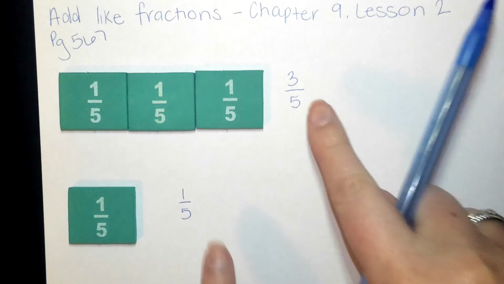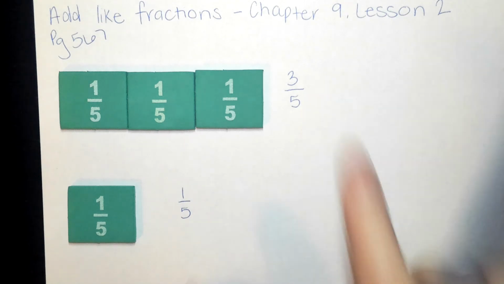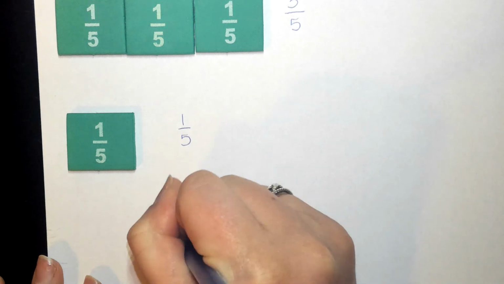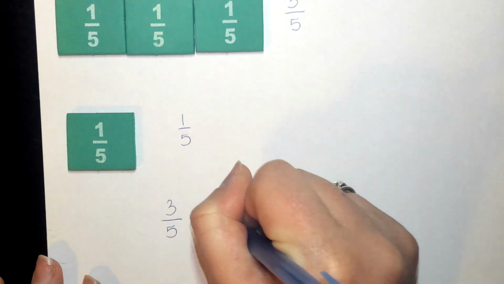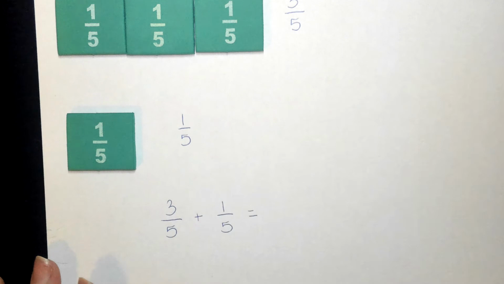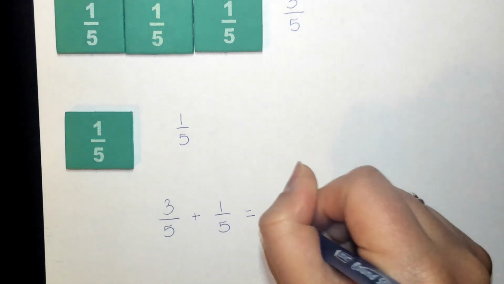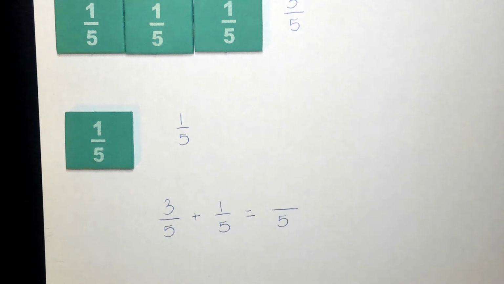So I could take these two fractions here and line them up in an addition problem. 3/5 plus 1/5. And as I mentioned before, all you have to do to add like fractions is add the numerators and keep the same denominator. So my denominator is not going to change. It's still going to be fifths because all I'm doing is taking these parts and combining them. I'm adding them together. Okay?